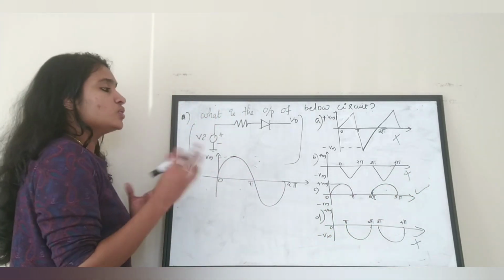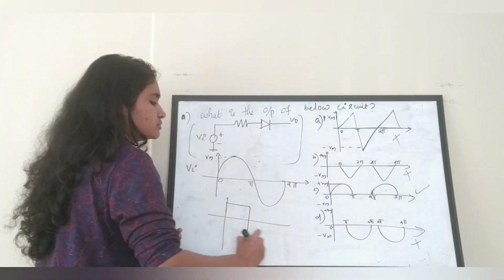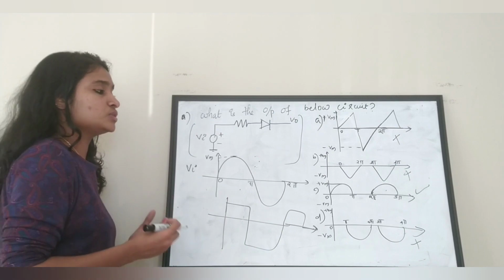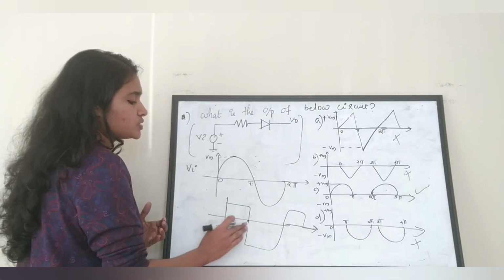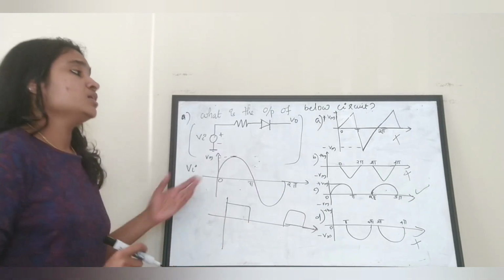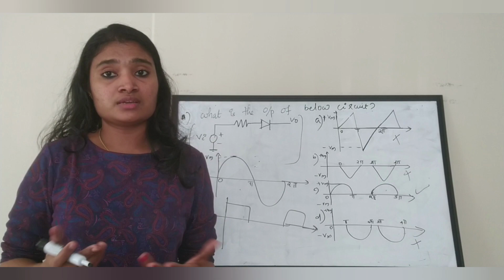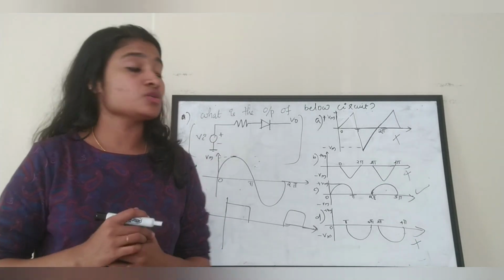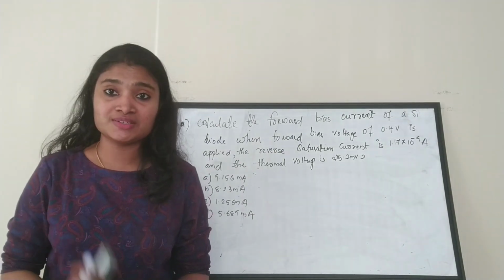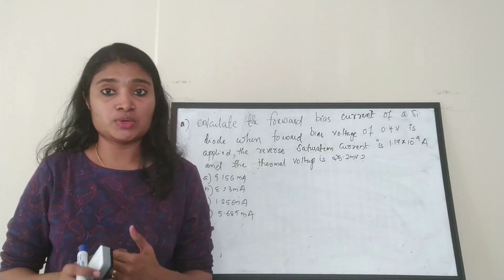And also, if you are going to give a square wave as an input to this clipper circuit, it will keep only the positive cycles and it will clip off the negative cycles. Okay, so this clipper circuit will clip off the negative half cycles, and the correct answer for this question is option C. The last question which we are going to discuss in this video is from the diode characteristics equation.